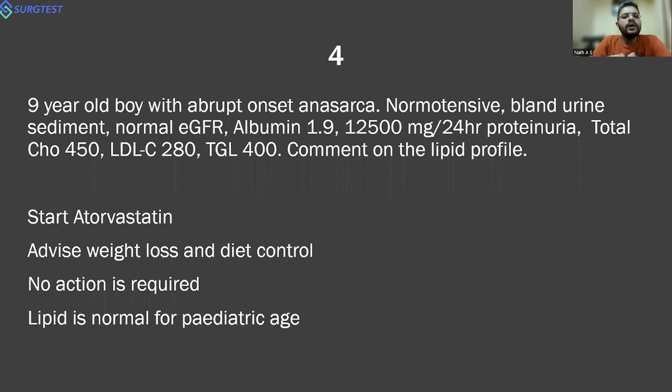Next question. A 9-year-old boy with abrupt onset nephrotic syndrome, normotensive, bland urinary sediment, which means there is only proteinuria, no RBCs or pus cells. Normal estimated GFR, the albumin is very low, 1.9. The 24-hour protein is too high, 12.5 grams. And the total cholesterol is 450. The LDL-C is 280 and the TGL is 400. Comment on the lipid profile.